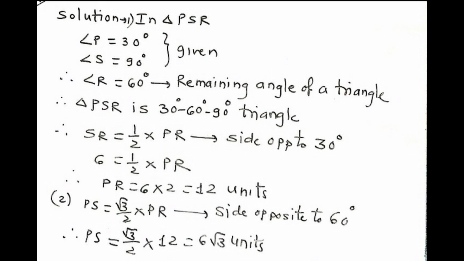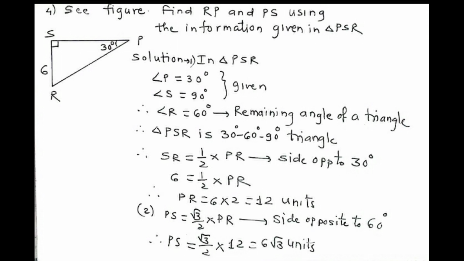We know that PS is the side opposite to 60 degree, and we know that the side opposite to 60 is root 3 upon 2 into hypotenuse. So PS is equal to root 3 upon 2 into 12. So the final answer is PS is equal to 6 root 3 units.